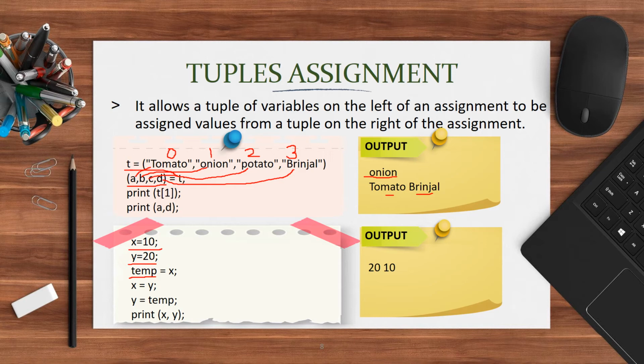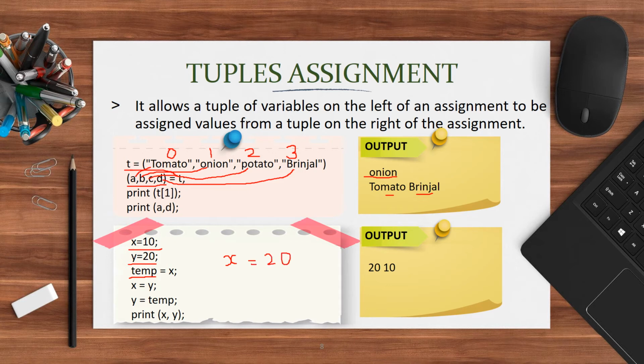Now x is equal to y. So the x value is equal to y, which means the y value, 20, will be assigned to the x value. So now the x value in this statement will be 20.